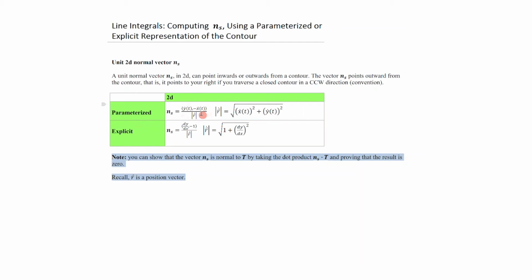In the explicit case, we'll have something that looks similar, but in this case, you'll have dy/dx for the x component and minus 1 for the y component. So in very quick order, we compute t, and from t we can compute what ns is. So this is all the information that's required. Again, just remember r is a position vector.